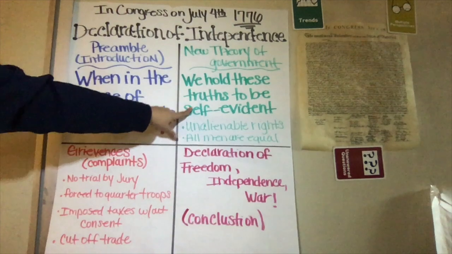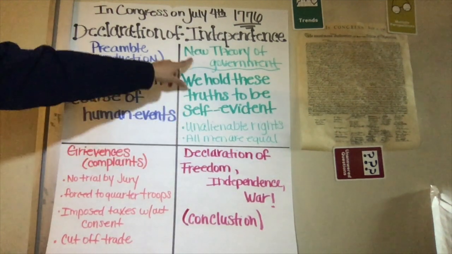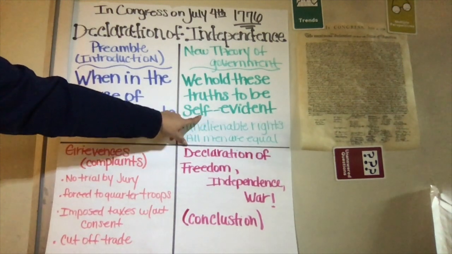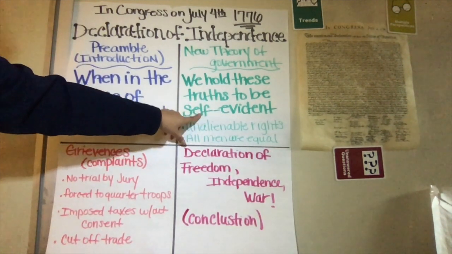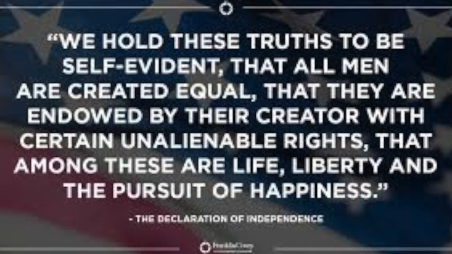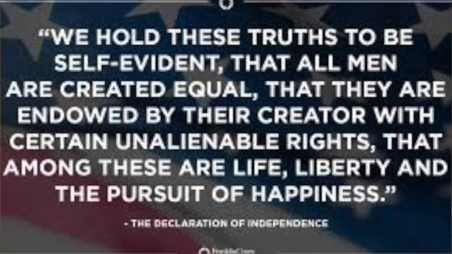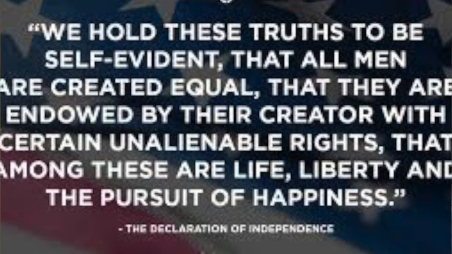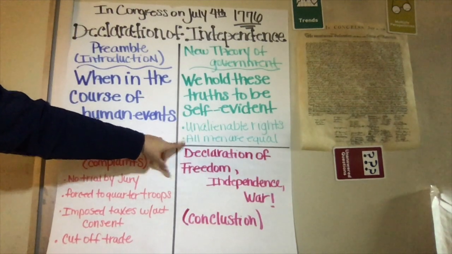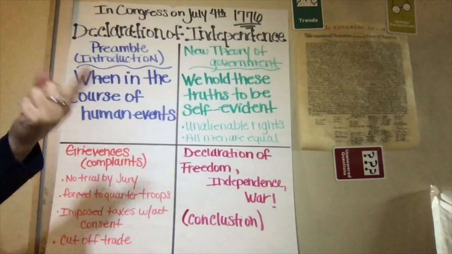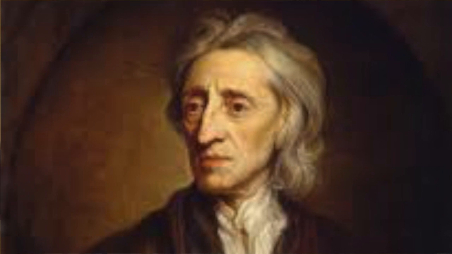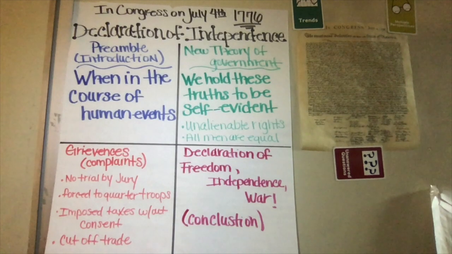In the next section of the Declaration of Independence, it's the new theory of government. The colonists are basically telling the king, this is the type of government that we want. This is the type of government that we're going to have in America. Some of the most famous quotes: we hold these truths to be self-evident, that all men are created equal. This is where they mention those unalienable rights. All men are equal. They have the opportunity to life, liberty, and property. We got these ideas, of course, from John Locke. Thomas Jefferson includes them in the Declaration of Independence.